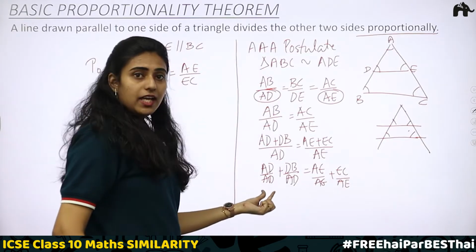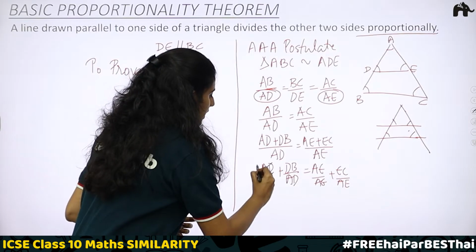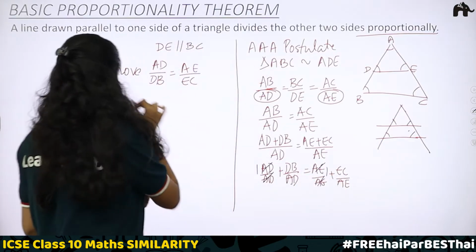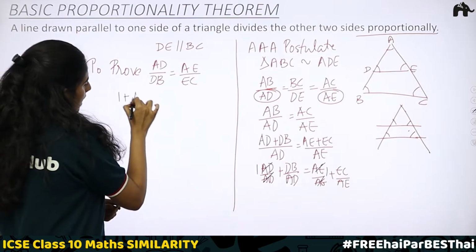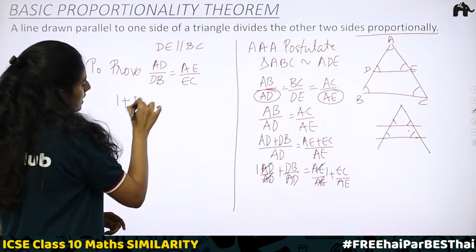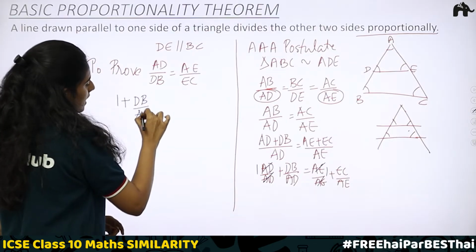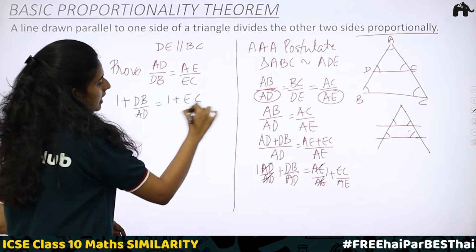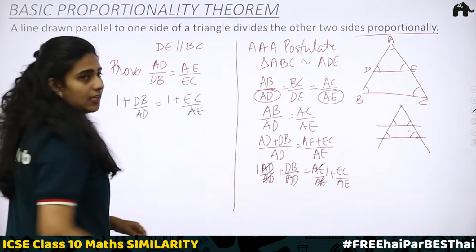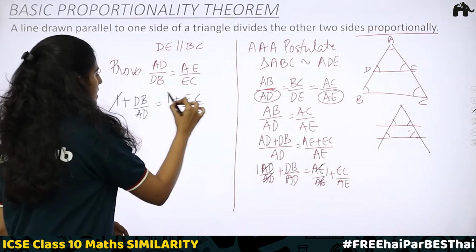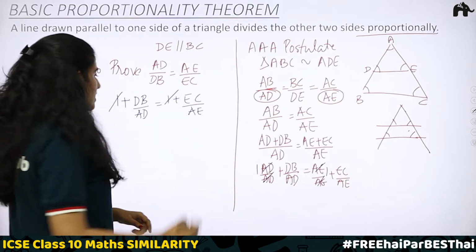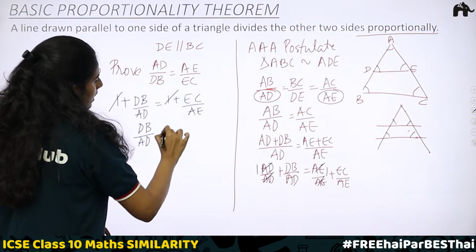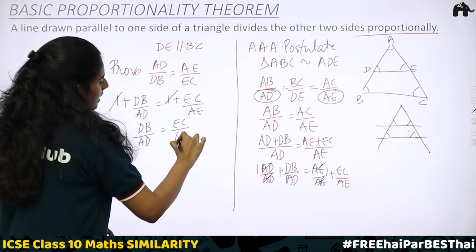Now what is AD by AD? AD by AD will be equal to 1. Similarly, AE by AE will be equal to 1. That is 1 plus DB divided by AD is equal to 1 plus EC divided by AE. Okay, we can cancel 1 from left hand side and right hand side. We have DB by AD equal to EC by AE.